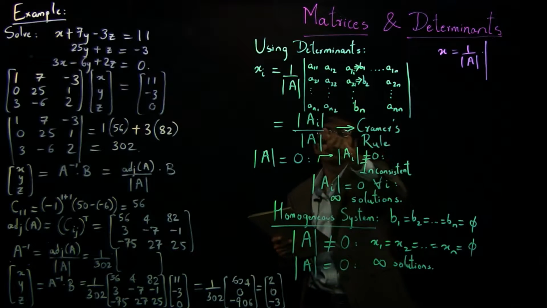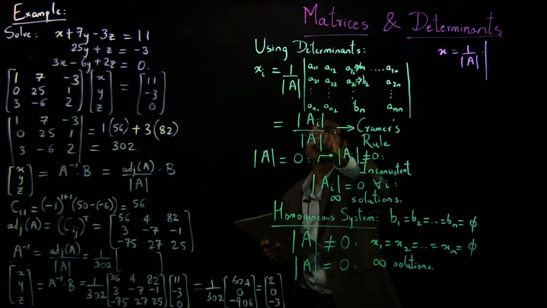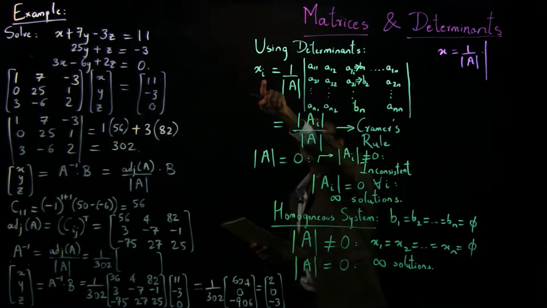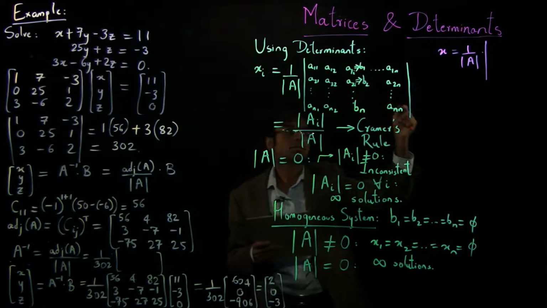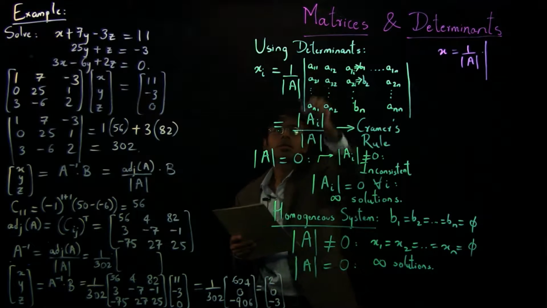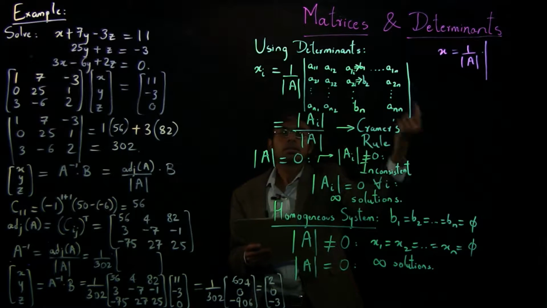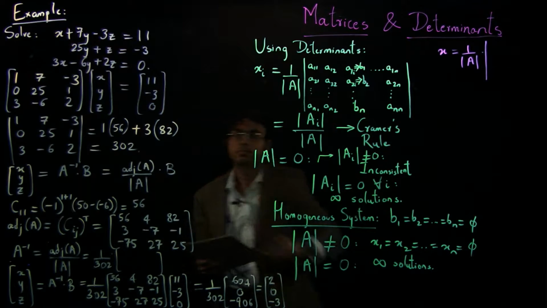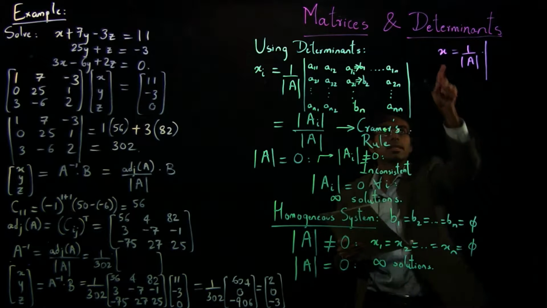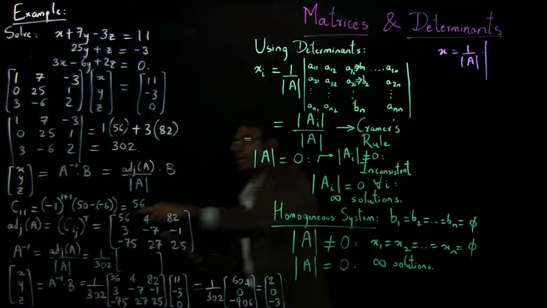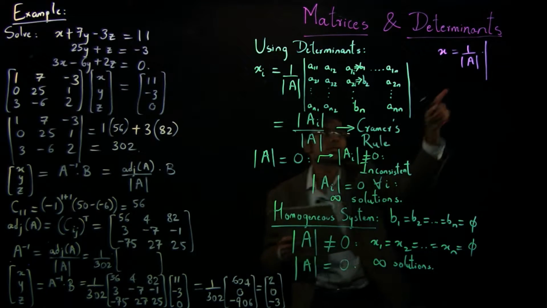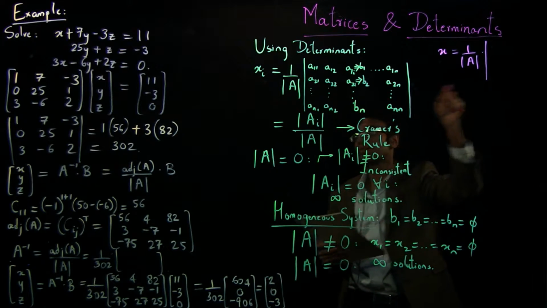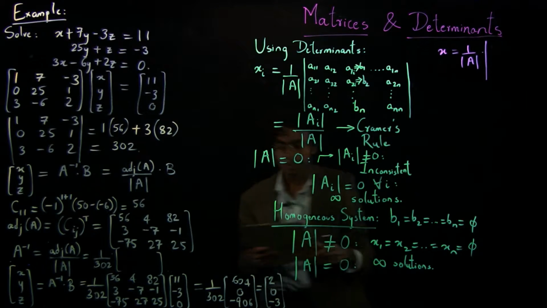So, for A_i, the ith element for which you are trying to find out the solution of this system, that column needs to be replaced by the right hand side matrix. So in this case, x is the first unknown variable that we are trying to find, which means your first column needs to have the values of the B matrix.